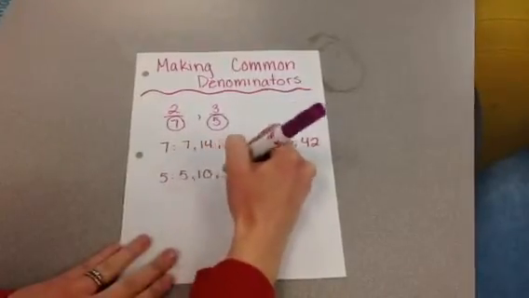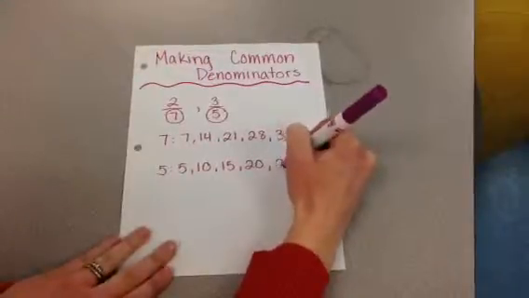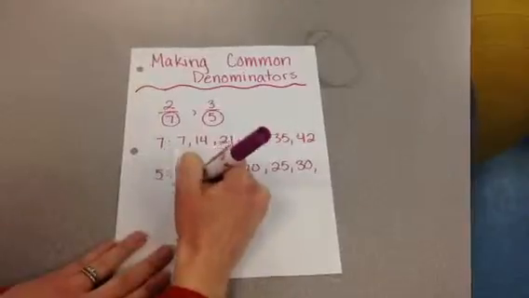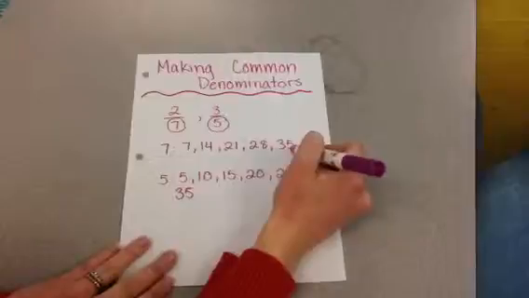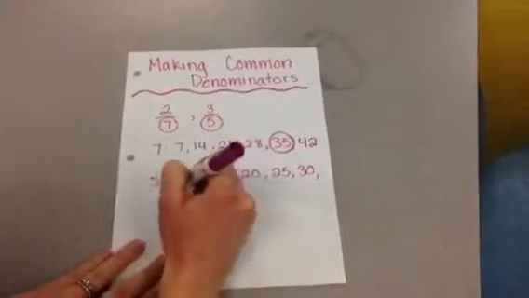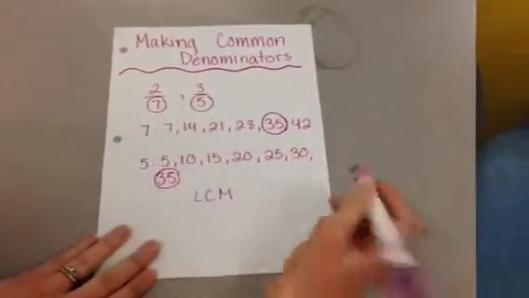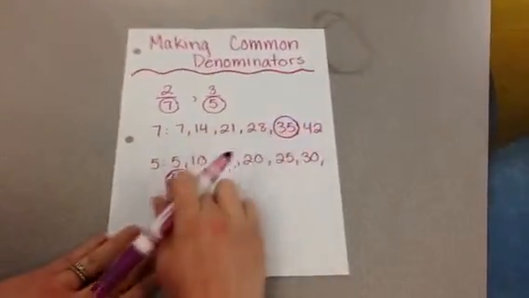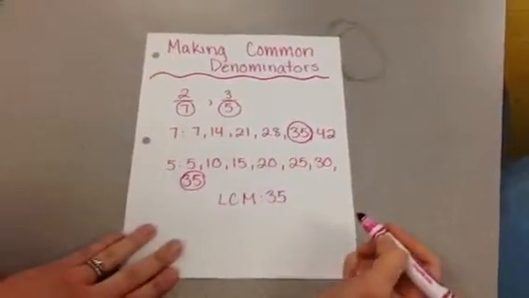And what I'm doing is I'm looking for a number that they have in common. I'm looking for a number that is the same. So I can stop at 35 because I realize up here at 7 that 35 was also a multiple of 7. So now I have found what we call the LCM, which stands for the least common multiple. It is the smallest multiple that is the same for both of these numbers. So my least common multiple is 35.